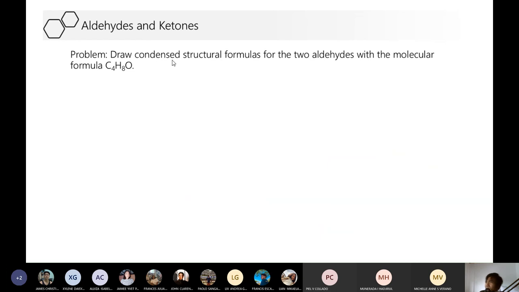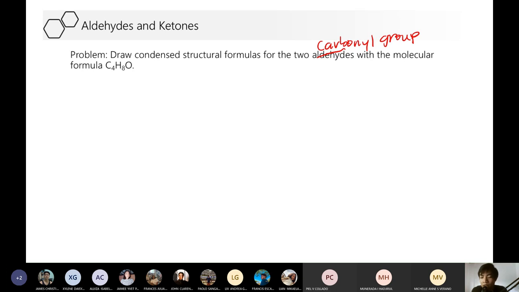Okay, so anyway, let's go here. Draw the condensed structural formula for the two aldehydes. Actually, hindi siya aldehyde. Typo to. Two carbonyl groups. Hindi yan aldehyde, typo lang. So, draw the condensed structural formula for the two carbonyl groups. That means pwede yung aldehyde, pwede yung ketone, with the molecular formula C4H8O.